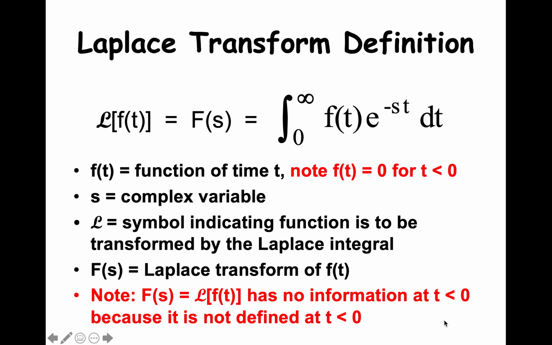Finally, be sure to note that F(s) has no information at t less than 0 because it is not defined at t smaller than 0. So in process control, things start at time equals 0, and we say that we have no information prior to time equal to 0.